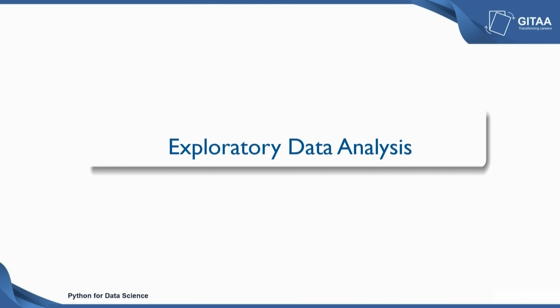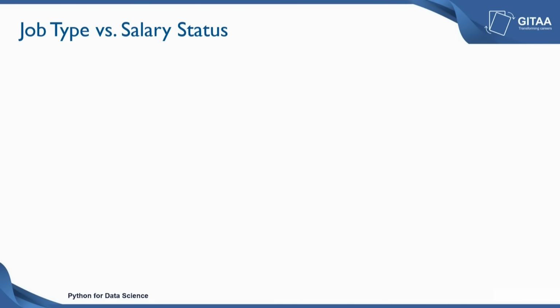Using Python, we have looked at the relationship between the variables using cross tables and visualization. So, now I am going to quickly take you through the exploratory data analysis through slides, where I am going to show you the relationship between variables using the same commands that we have used in the Python. So, first we are going to look at the relationship between job type and salary status.